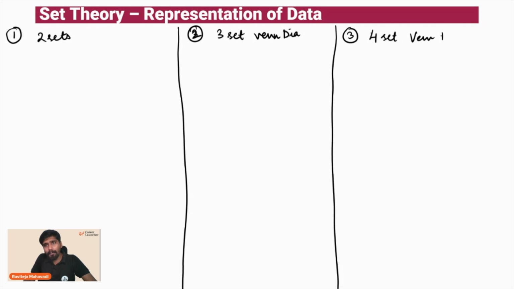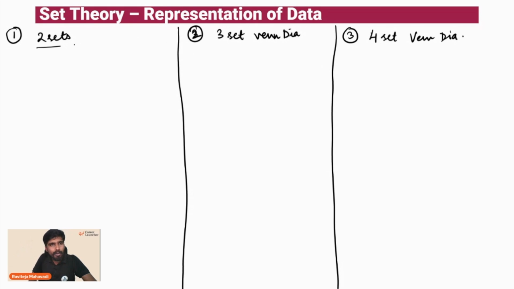The problem is, when it is a 2-set Venn diagram or a 3-set Venn diagram, people find it very, very easy to solve because they know how to represent that data. The point is, the starting point in a 4-set Venn diagram is how to draw that diagram, and some people struggle there, and that is why people leave those questions.